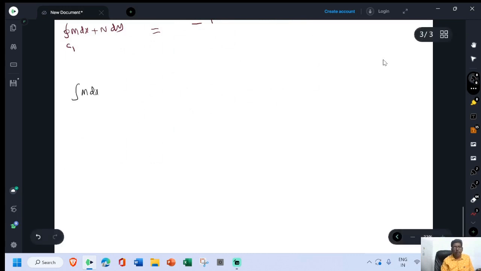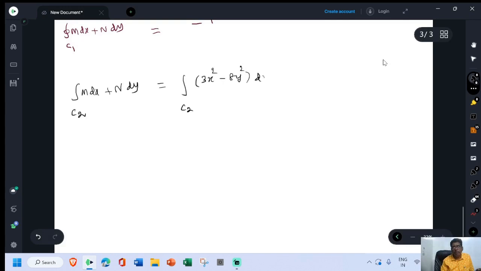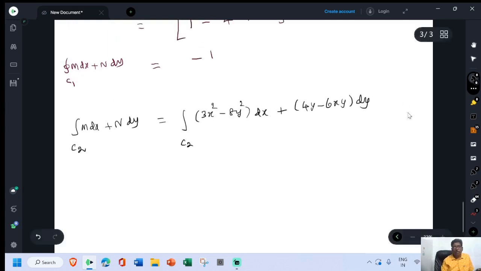M dx plus N dy for C2. This is equal to, the value of M is 3x square minus 8y square. This is the value of M dx plus N, 4y minus 6xy, into dy, for the curve C2.